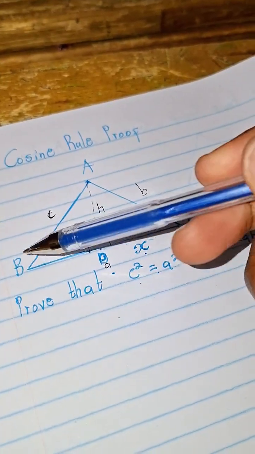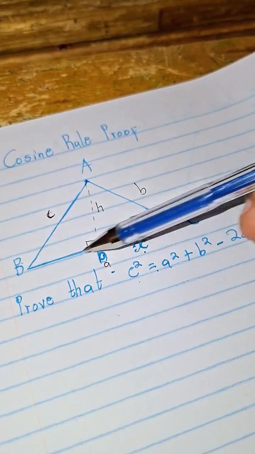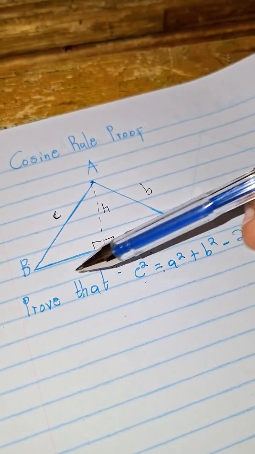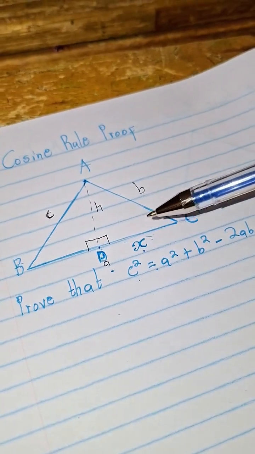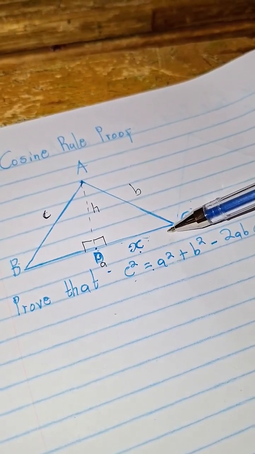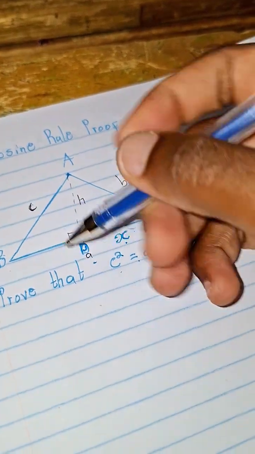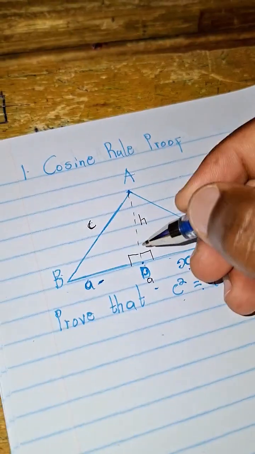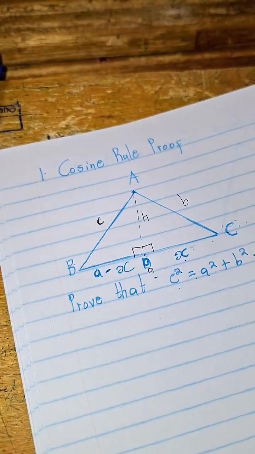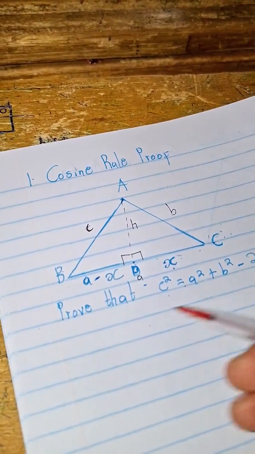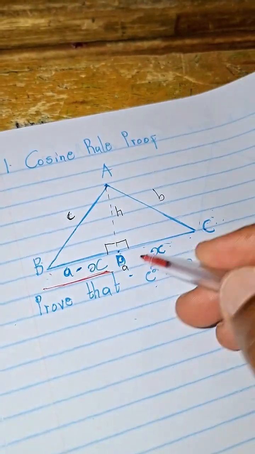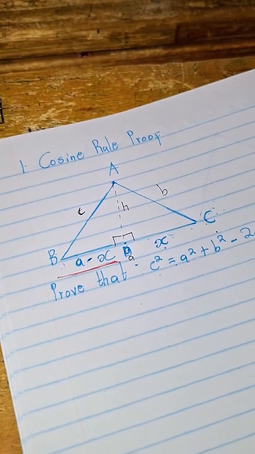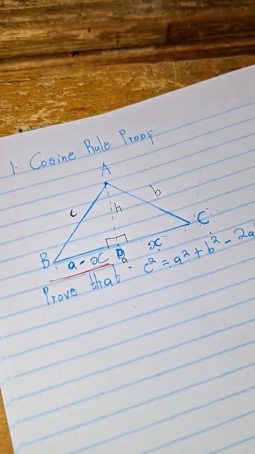So if BC equals BD plus DC, we get a equals BD plus x. If we need BD, we can take x to the other side, so BD is a minus x. From here to here it's a minus x, from here to here it's x, and from here to here it's a. This is one of the most interesting proofs in trigonometry, guys.